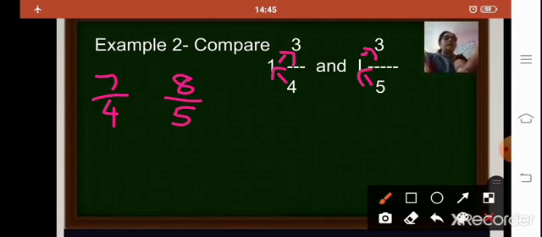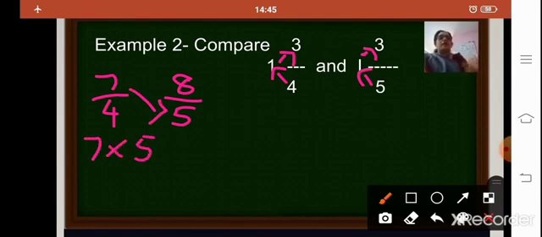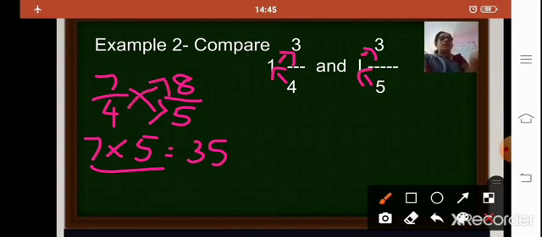Now what is the second step? You have to cross multiply. So 7 into 5. So you'll multiply 7 into 5 is equal to 35. The second cross multiplication, that is 4 into 8 or 8 into 4.